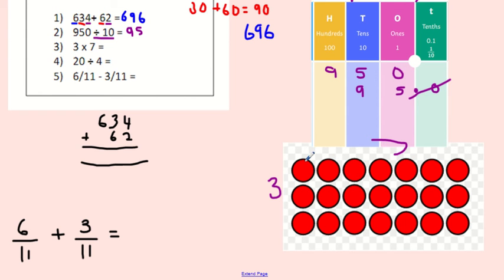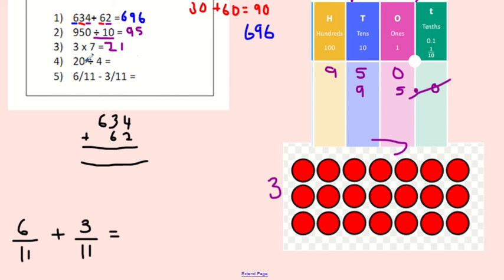So if I can count in threes, that's quicker. 3, 6, 9, 12, and so on. Or I may be able to count in sevens. 7, 14, 21. 3 times 7 is 21.